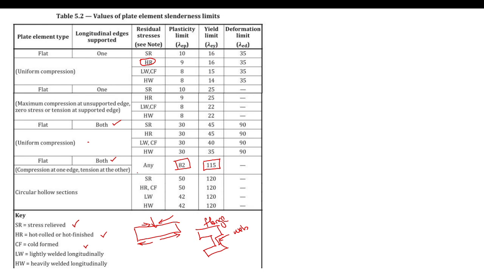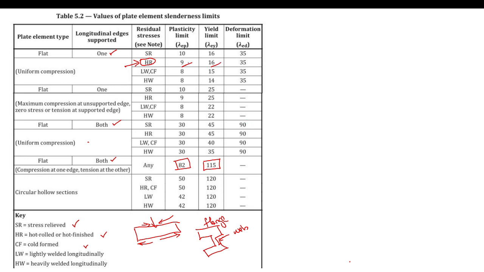What about the flange? For the flange, you can see that it is supported only at one edge, the junction with the web, and at the other end it is not supported. So we can call this one edge supported, and it is attributed to uniform compression. Since we are looking only at the hot rolled section, the plasticity limit will be 9 and the yield limit will be 16.